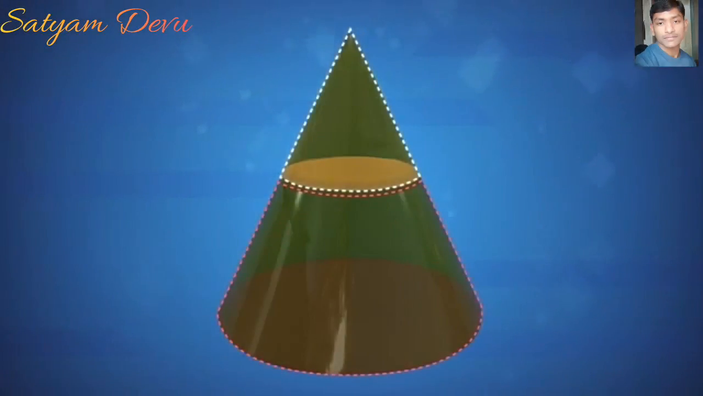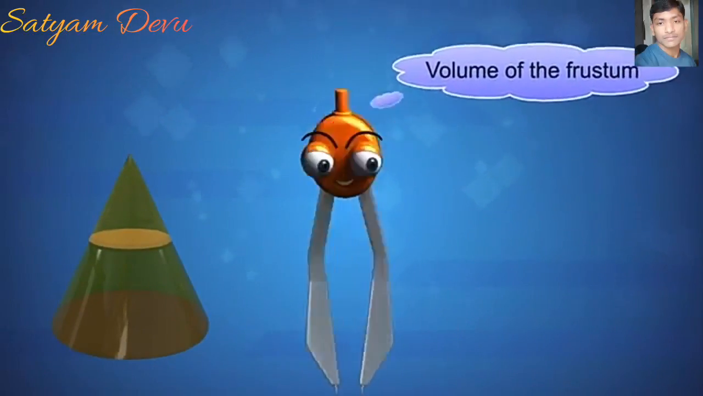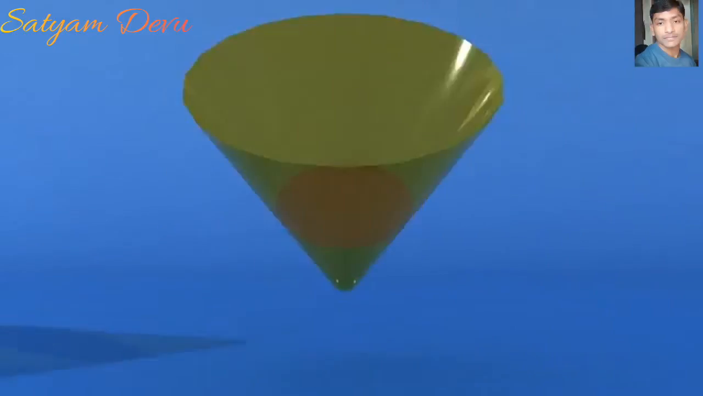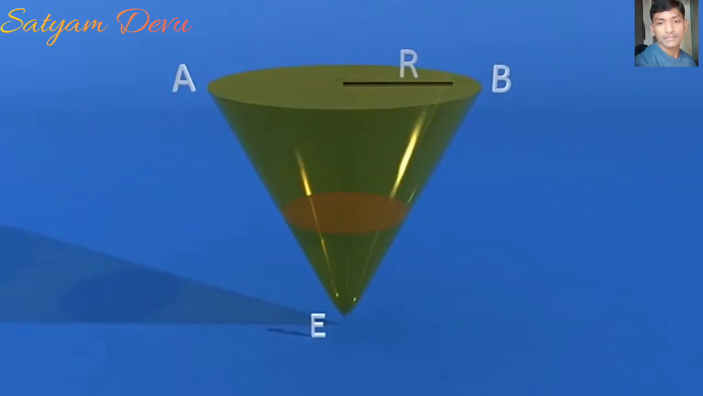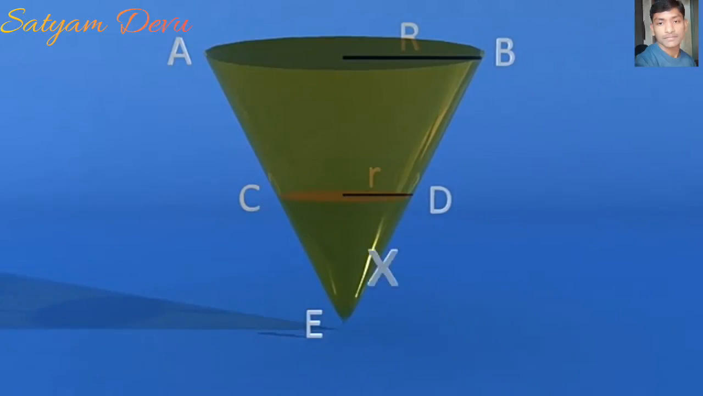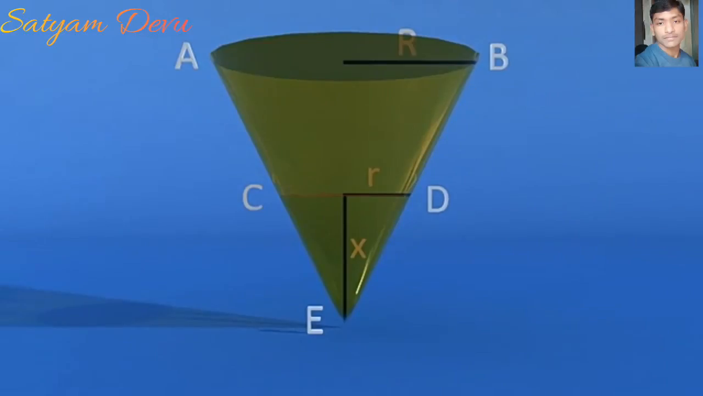Using the two right circular cones, can you find the volume of the frustum? Yes. It is the difference between the volumes of two right circular cones. Let us name the bigger cone as AEB. Let capital R be its radius. Name the smaller cone as CED. Let small r and small x be its radius and height respectively.